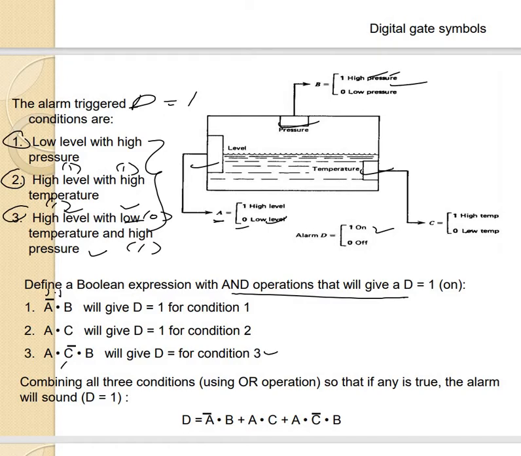So we need to combine all three conditions using OR operation, so that if any is true, the alarm will sound, D equal to 1. So we need to combine all of these with the OR gate. That means condition 1 plus condition 2 plus condition 3, so that the alarm will be triggered.